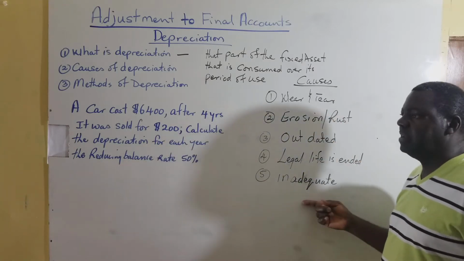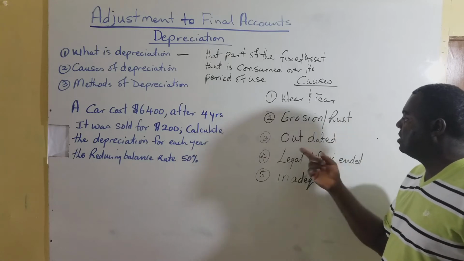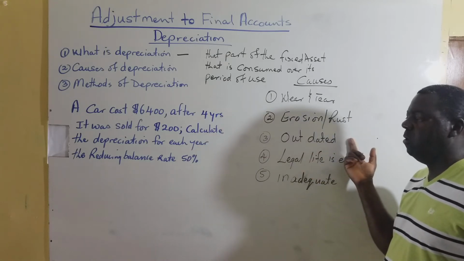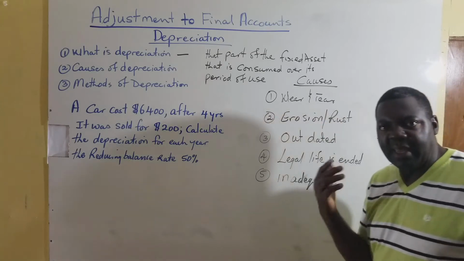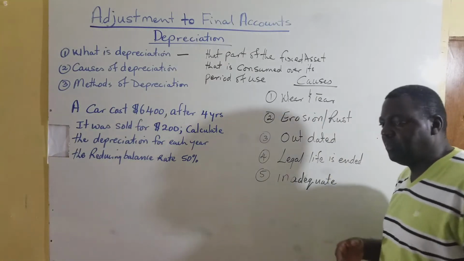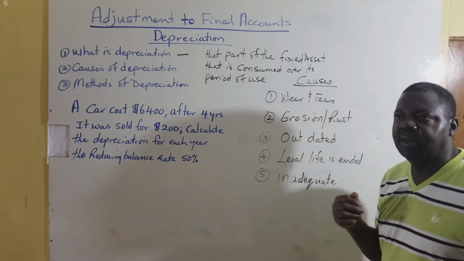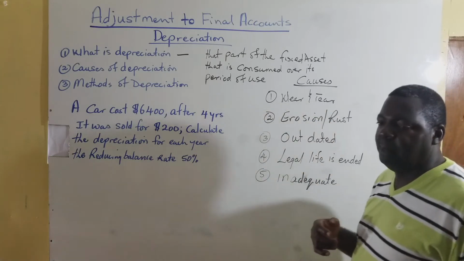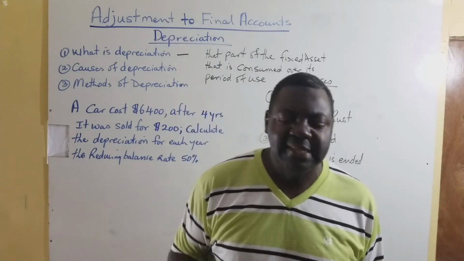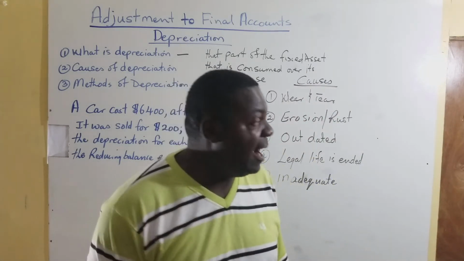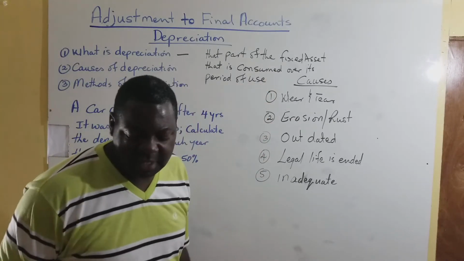So those are the 5 reasons: wear and tear, erosion or rust, outdated or what we also call obsolete, legal time is ended, so that patent and lease of property, and inadequacy, which means that the asset is not productive anymore based on the demand that exists in the business. So those are some causes for depreciation.